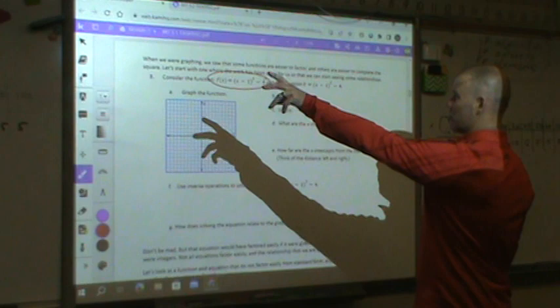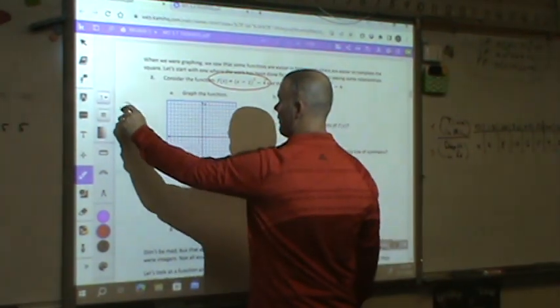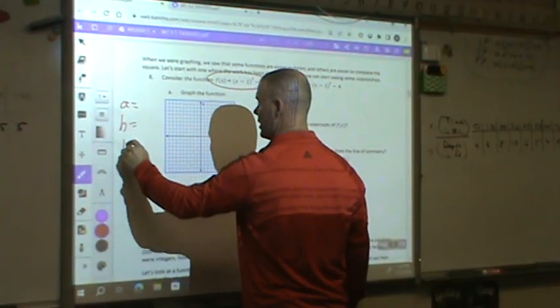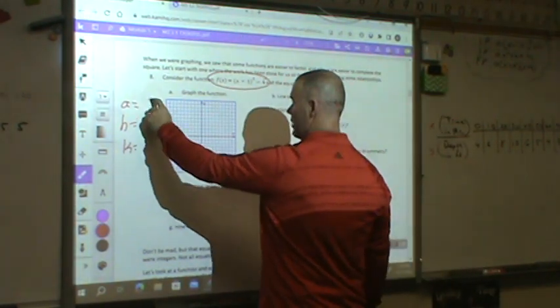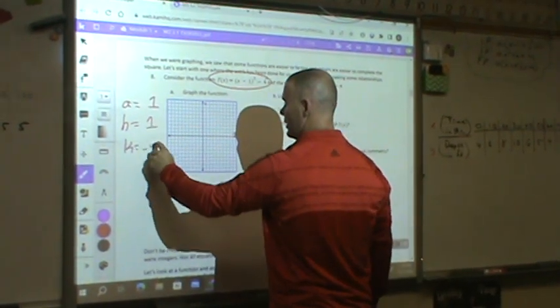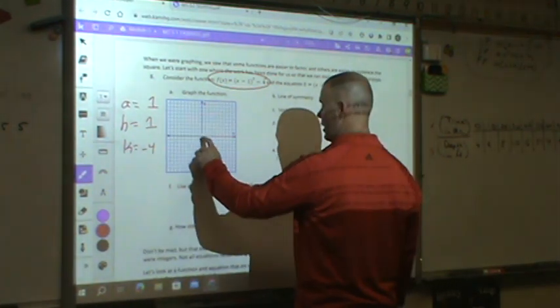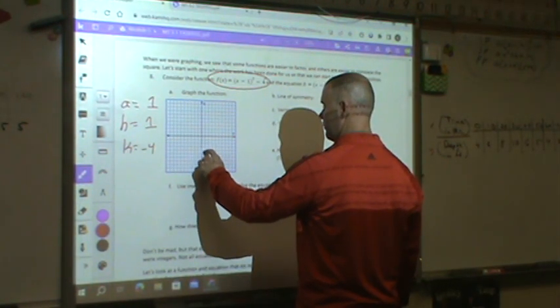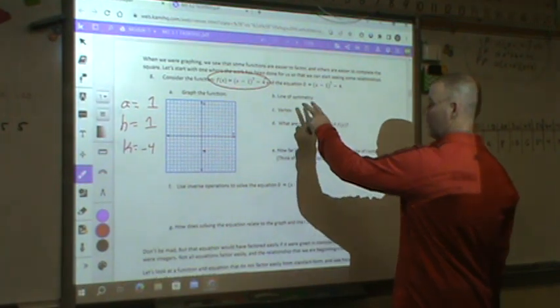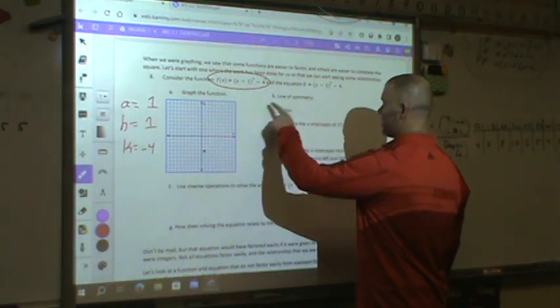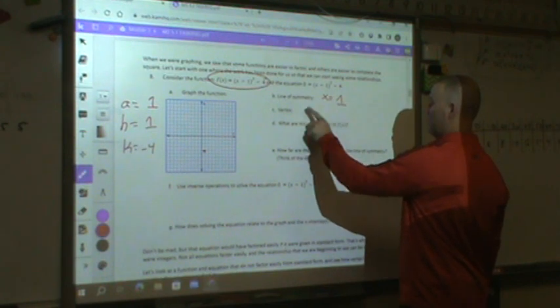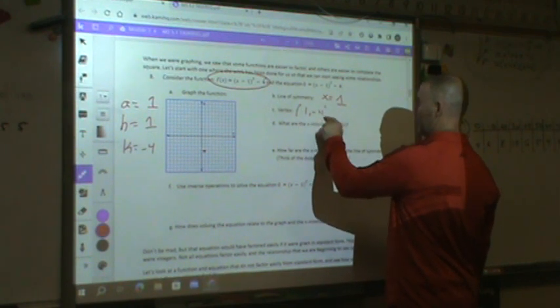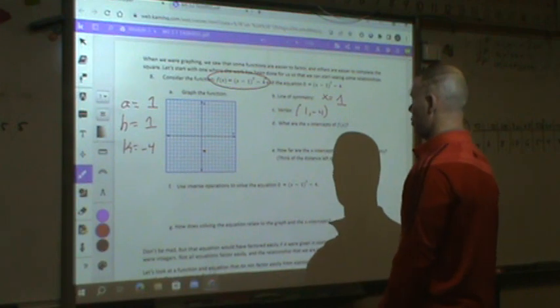And in the first one it says graph the function. Well, in order to graph the function I have to know A, H, and K if they give me a problem in vertex form, which they do. A is 1, H is 1, K is -4. So I'm going to go ahead and graph 1 and -4. And what that's going to do is give me my line of symmetry, which is x equals 1, because the vertex is 1 and -4. So I can answer those two questions.